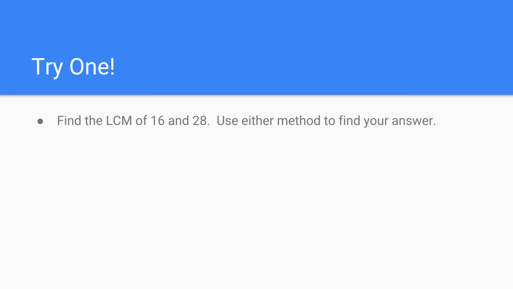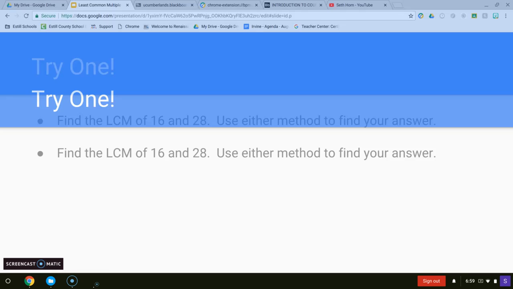All right. So what I want you all to do is to use either method or both methods if you want to, and find the least common multiple of 16 and 28. I want to give you about 4 or 5 minutes to do this. If you need help, raise your hand and ask for help, or use one of your neighbors if they understand what they're doing and talk to each other and figure it out. Does anybody have any questions before I let you get started? All right, you all can go ahead.